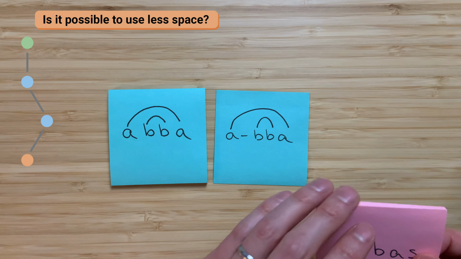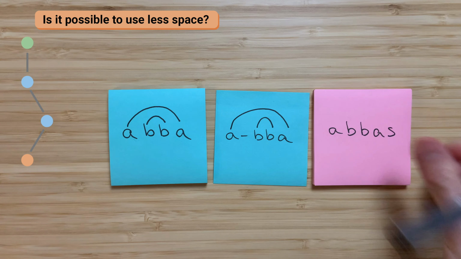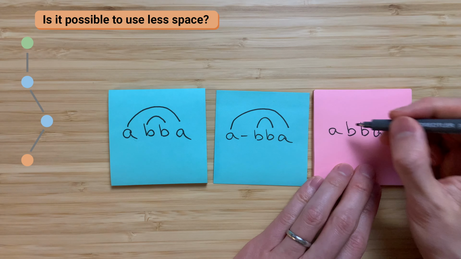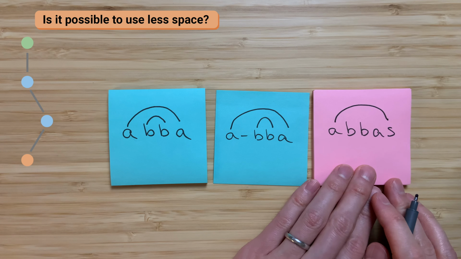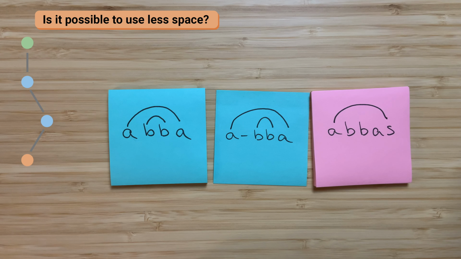And then if we had ABBA with an S, the first pair wouldn't match, and then we would return false right away. If we could pull this off, that would be great because we wouldn't have to copy the string, and then we wouldn't need any extra space. Let's try and implement this approach.